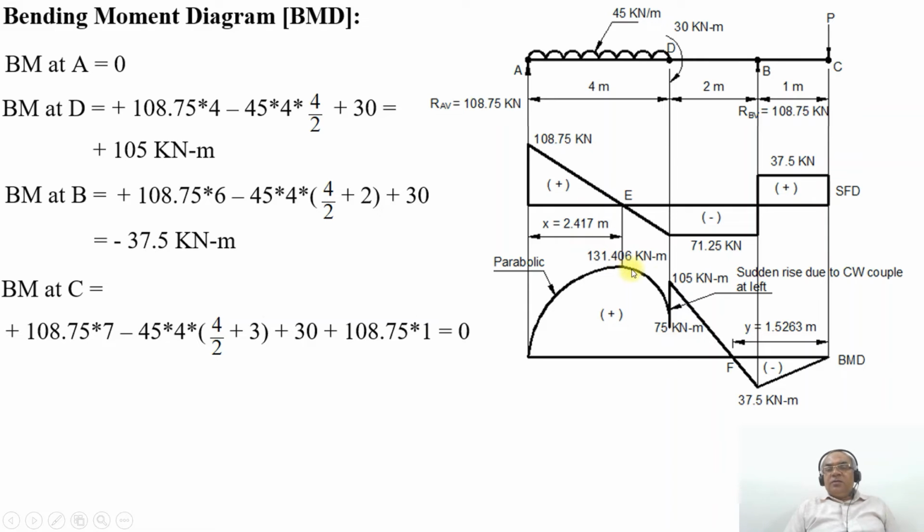So we need to just take the points. So that means BM at D is 105 kilonewton meter. Then BM at B will be equal to minus 37.5 kilonewton meter. So you join between 105 kilonewton meter and minus 37.5 by a straight line. Similarly, between B and C, it is going to be from minus 37.5 to 0. So you can join between these two.